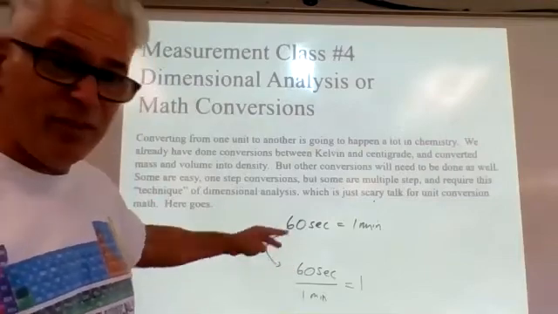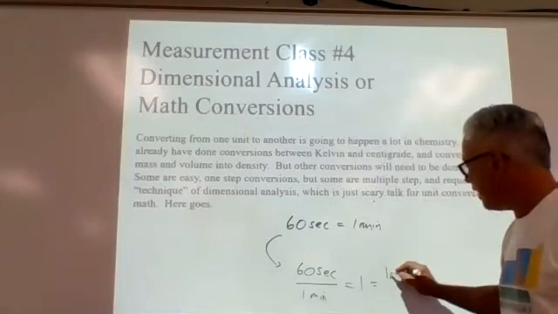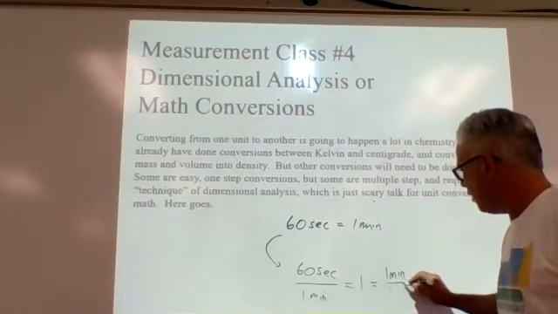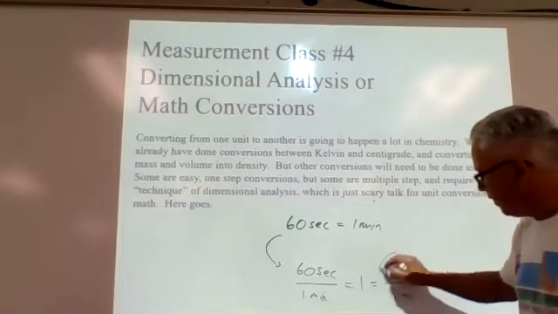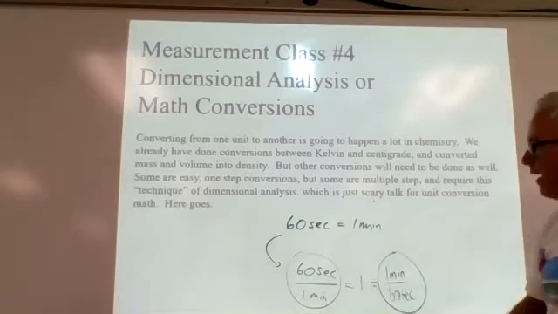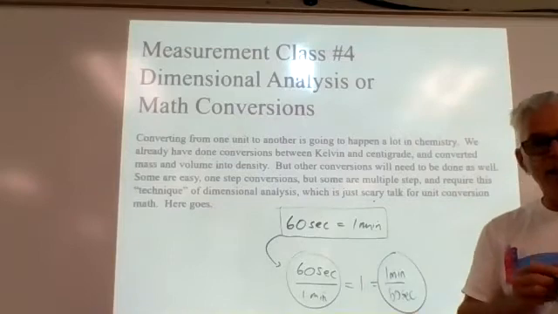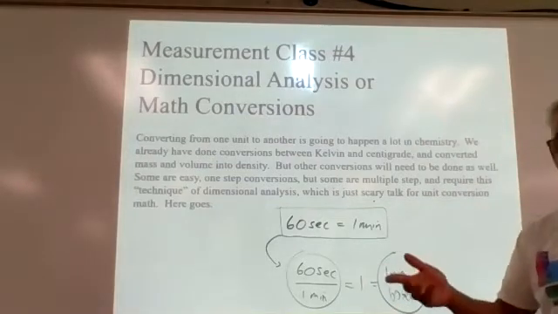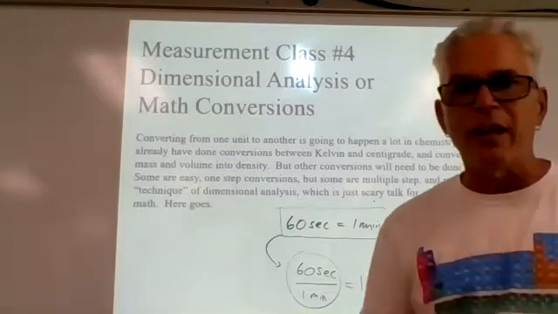And you know what else? You can flip them upside down and you can do this. You can say 1 minute over 60 seconds also equals 1. This is a conversion factor, and this is a conversion factor. And every equality, you can make 2 different conversion factors with whatever you want in the numerator or denominator. As long as they're equal to each other, you can put them into a fraction form and they equal 1.